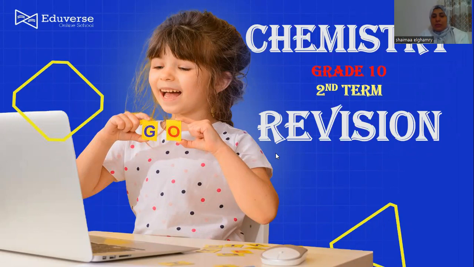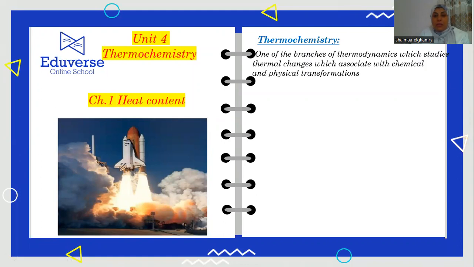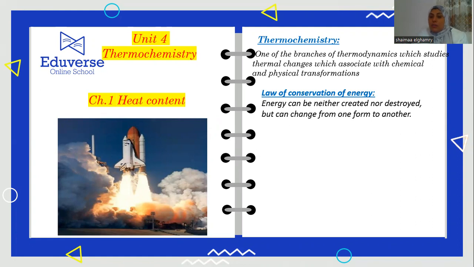Let's start our revision with thermochemistry. As we know, thermochemistry is a branch of thermodynamics which studies the change in heat associated with physical processes and chemical reactions. The law of conservation of energy is applied more in thermochemistry because, as we know, energy is neither created nor destroyed, and thermochemistry is studying the change in heat.